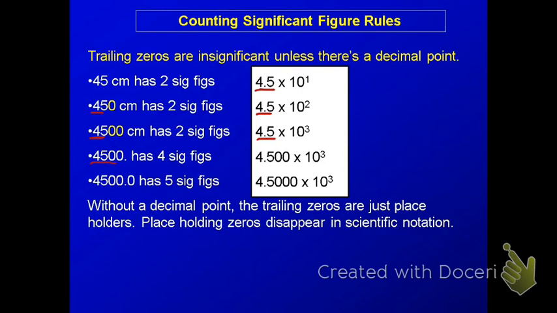When we put in that decimal point, now we have four significant figures, so our scientific notation will show four significant figures. We have 5 significant figures. Our scientific notation shows 5 significant figures.